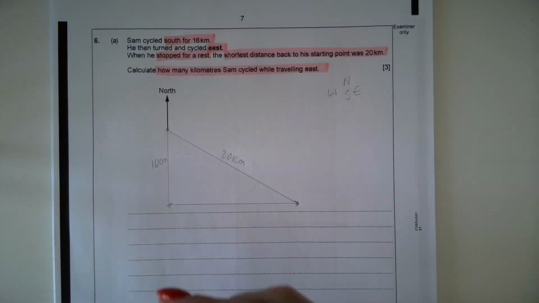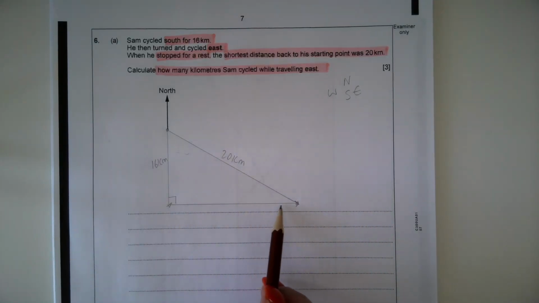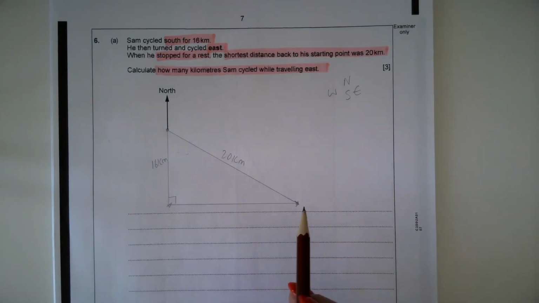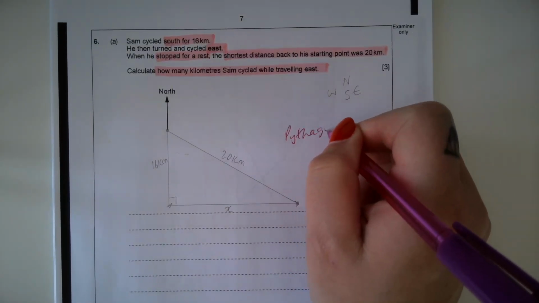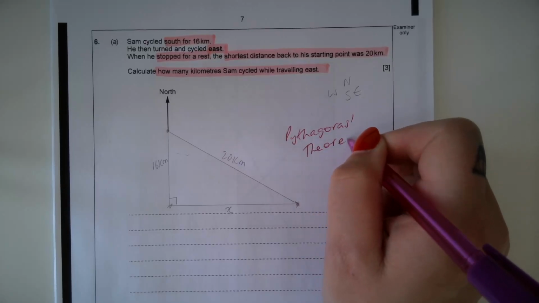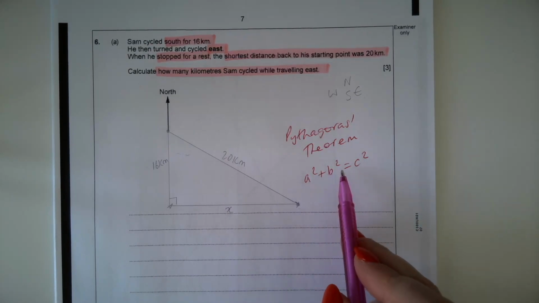And by drawing a diagram, I've given myself a right angle triangle. Okay. They want us to calculate how many kilometres he cycled travelling east. So they want us to calculate this side of this right angle triangle. So I'm going to label that x. That is what we're looking for. Now there's two things we can work with right angle triangles: there's Pythagoras' theorem and there's trigonometry. Well, I've got two sides and I'm looking for the third side. So I'm going to use Pythagoras' theorem, which tells us that a squared plus b squared equals c squared, a and b being the shorter sides.